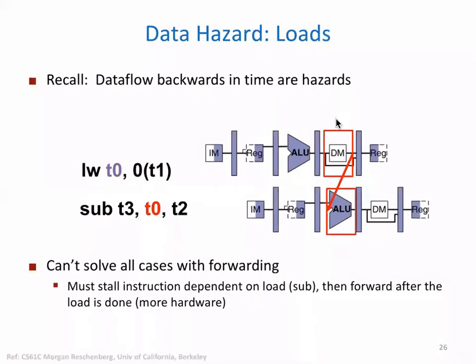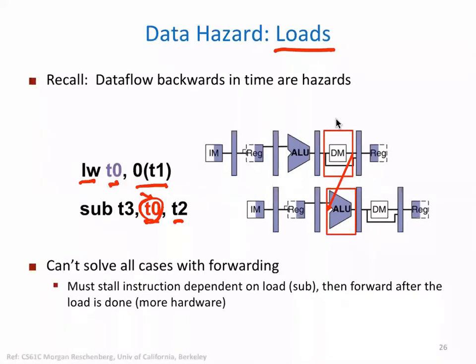So now let's look at the load instruction. So we have a case here which says load word T0 from memory location 0 T1. This gives the address of the memory, and we are loading the contents of that memory into T0. The next instruction we are using T0, and then we are doing a subtract operation. Now T0 is being used here.